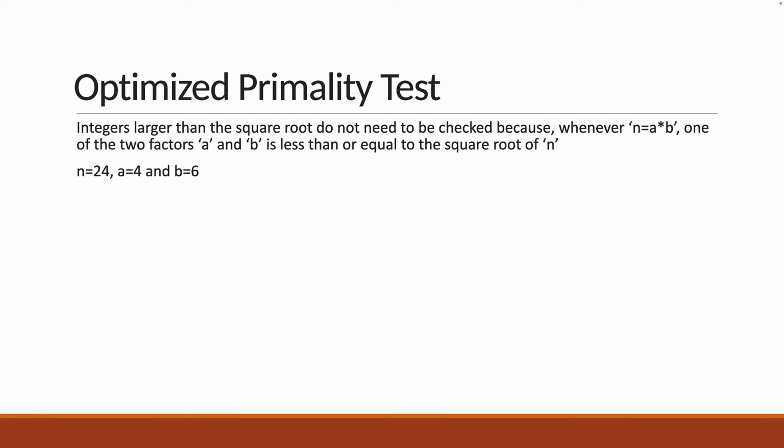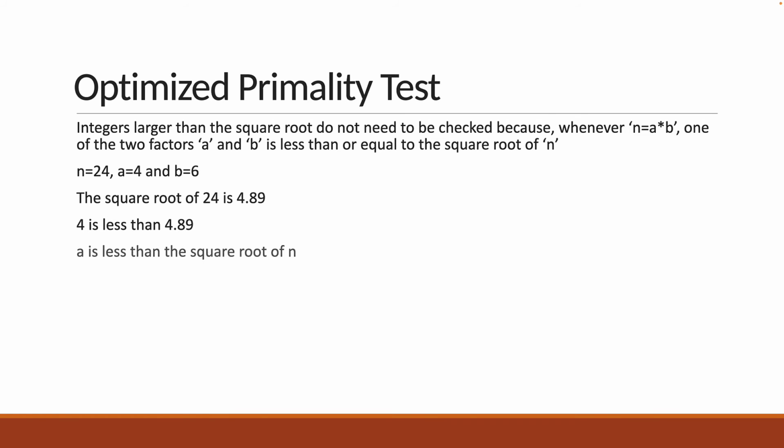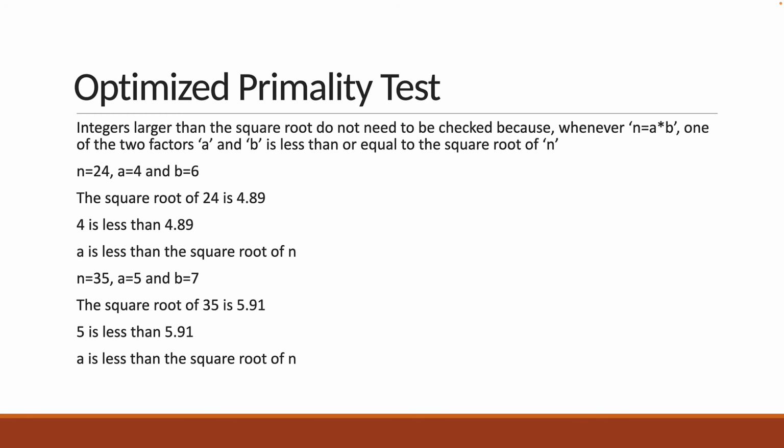Take n is equal to 24, a equals 4, and b equals 6. The square root of 24 is 4.89. 4 is less than 4.89. a is less than the square root of n. Take n is equal to 35, a equals 5, and b equals 7. The square root of 35 is 5.91. 5 is less than 5.91. So a is less than the square root of n. As you can see, if a number is composite, that is not prime, you will find a divisor at less than or equal to the square root of that number.